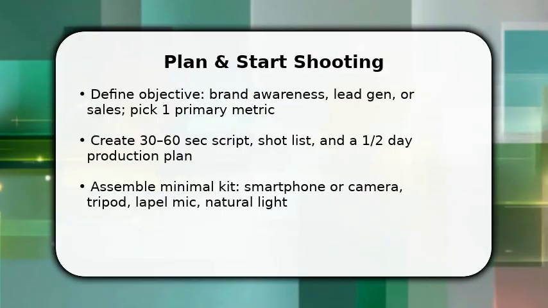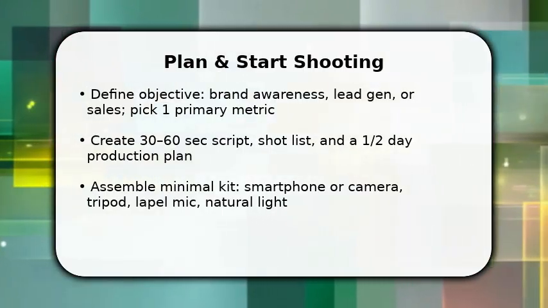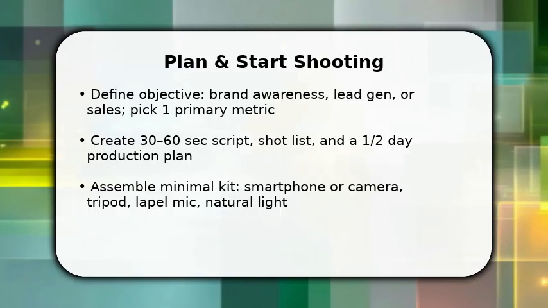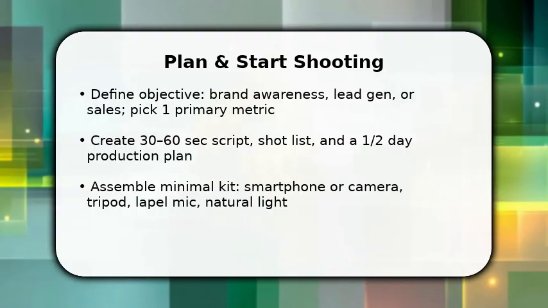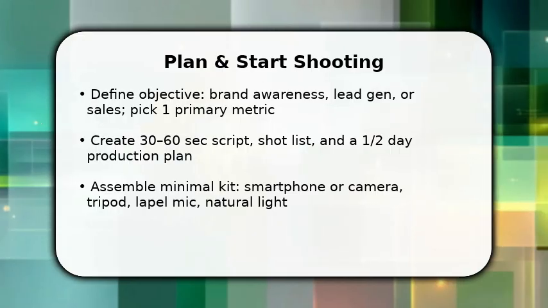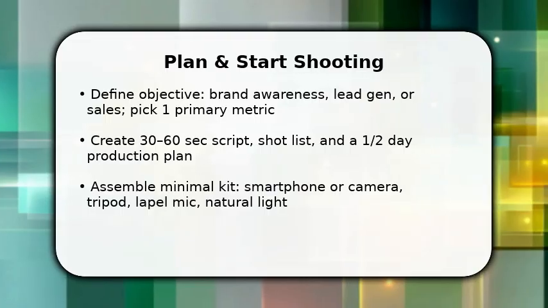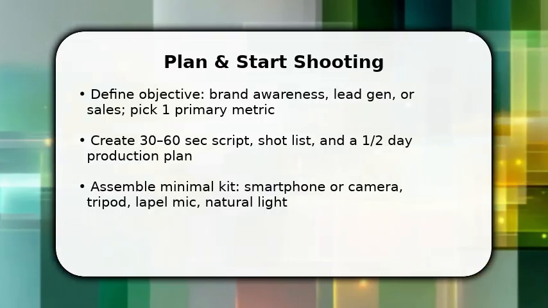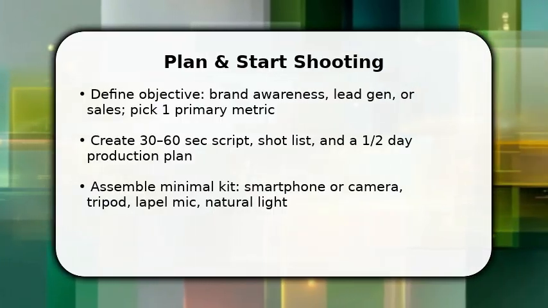You begin by locking the goal and the single metric you'll measure, because clarity drives cut decisions. Once that's set, write a concise 30 to 60-second script and a shot list. This saves hours on set. Then gather kit, smartphone or camera, tripod, lapel mic, and stable light source, and schedule a half-day or specific time blocks. Start shooting simple hero shots and multiple takes now, so you have options when you edit.